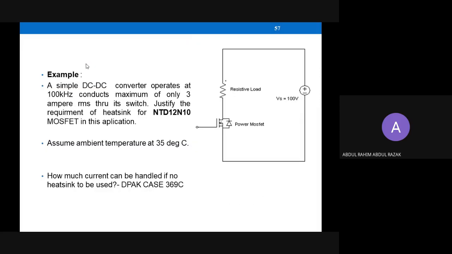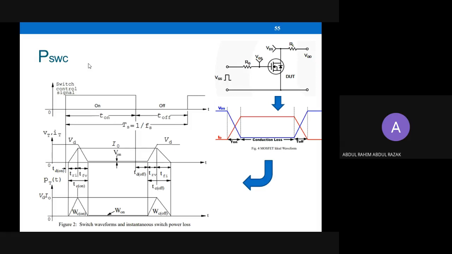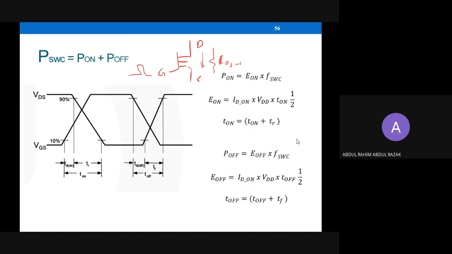So there will be a transition in the current as well. As the voltage drops, at the same time the current which conducts through the device is increasing. So there will be overlaps, and these overlaps introduce losses. Losses during switch on, losses during switch off. So how are these losses calculated? We divide into P on and P off.